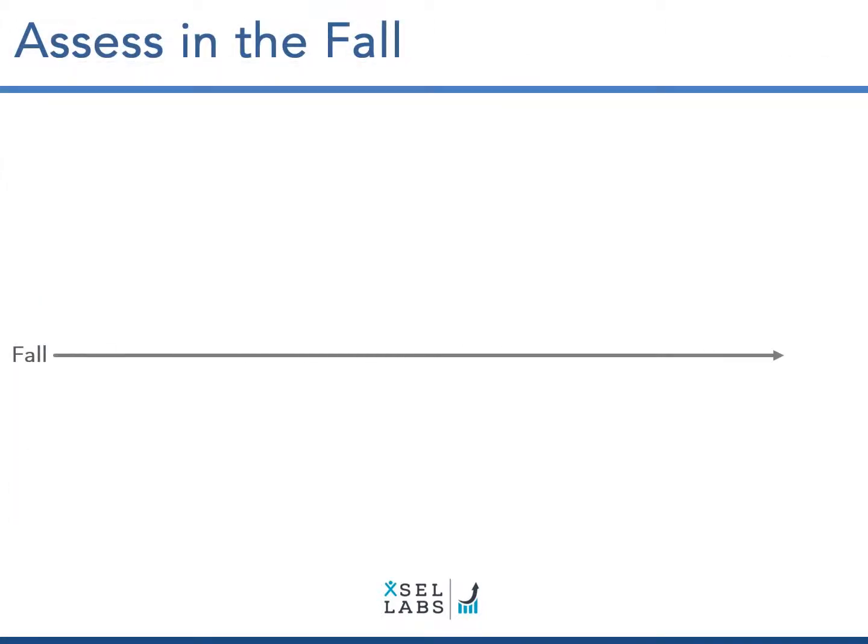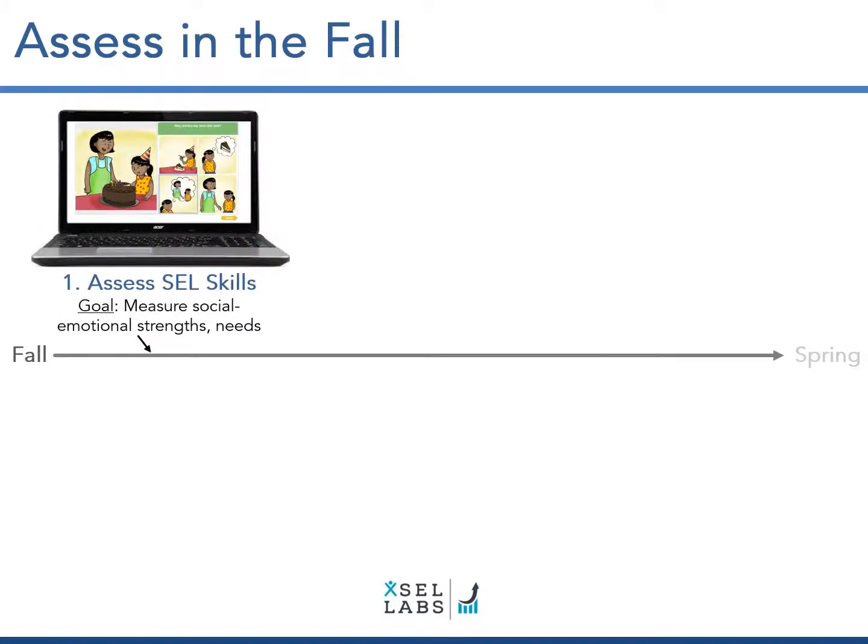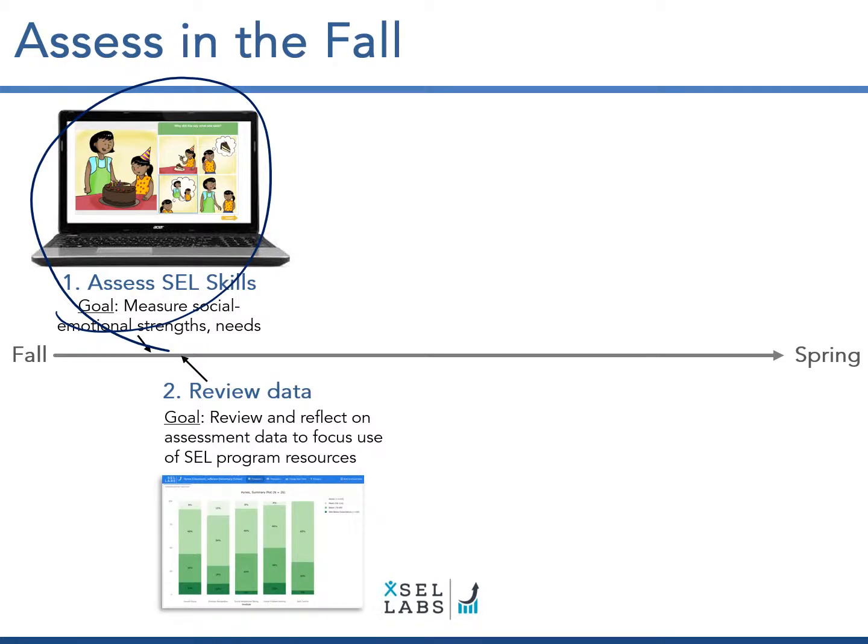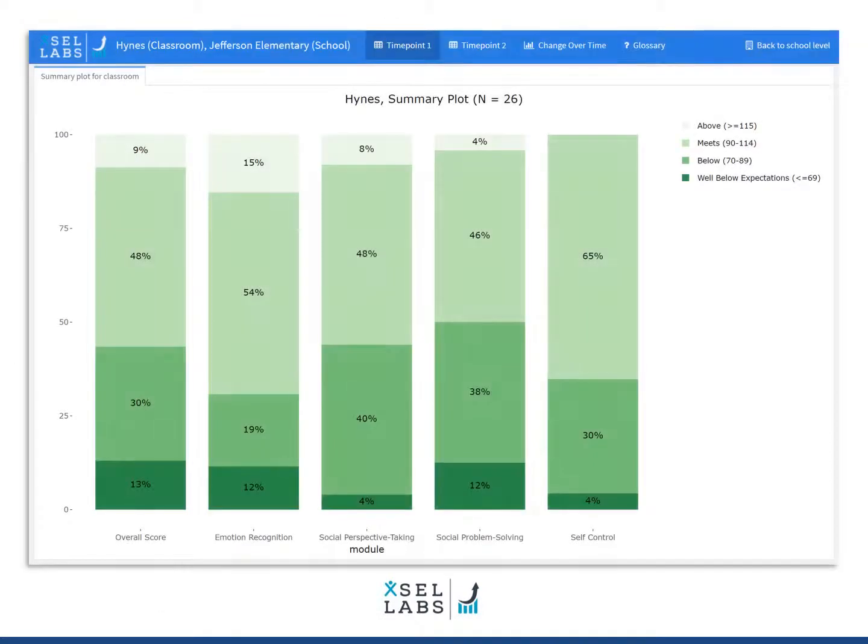Well, imagine that you were using that very same scope and sequence and CellWeb. Imagine further that what you did was you administered CellWeb in the fall to get a formative sense of student strengths and needs. Here's what you found. This plot shows how students in Ms. Hines' class performed on CellWeb in the fall.